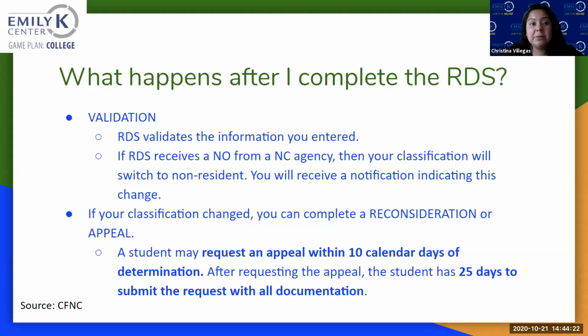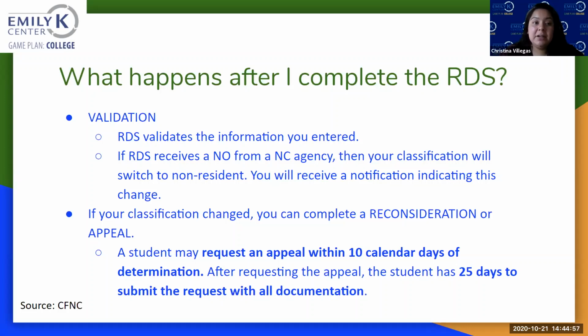So you will enter a period of validation, and then in the case that they get some information back from an agency that says, oh, I can't find anything on Michael's parents filing taxes, then your in-state status may switch to out-of-state if they can't validate it for some reason. At that time, you are given 10 days to file an appeal or a reconsideration. And we'll go a little bit more into that on what each means.